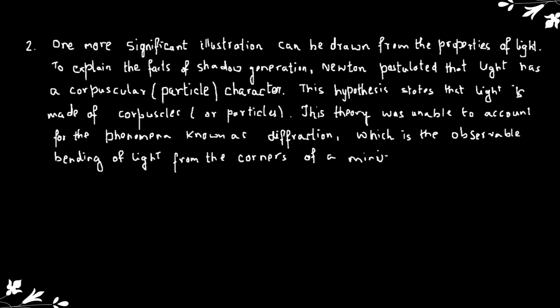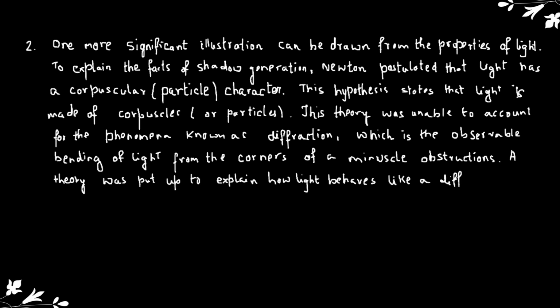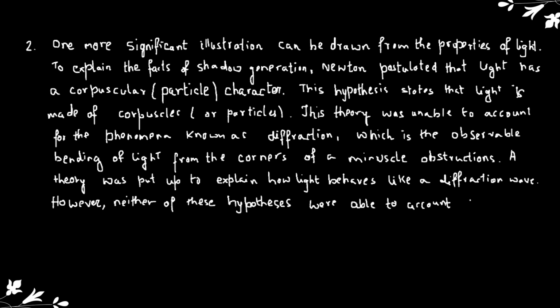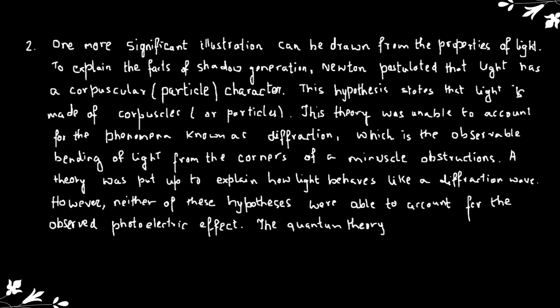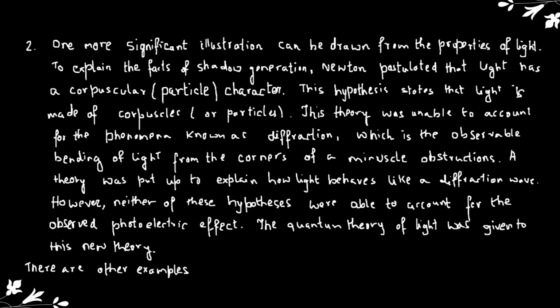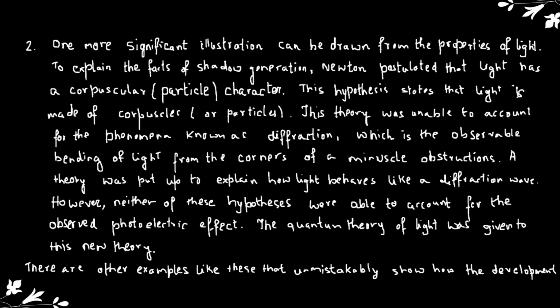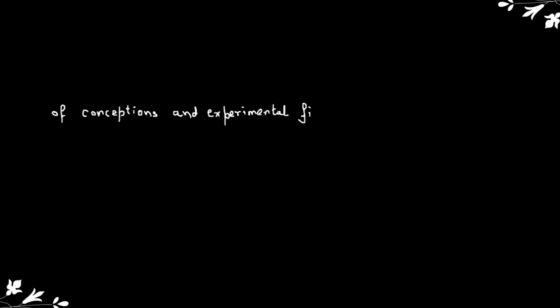A theory was put forward to explain how light behaves like a diffraction wave. However, neither of these hypotheses was able to account for the observed photoelectric effect. Essentially, new notions were suggested in a novel theory to explain the photoelectric effect. The quantum theory of light was given to this new theory. There are other examples like these that unmistakably show how the development of conceptions and experimental findings are intimately tied to the advancement of physics.